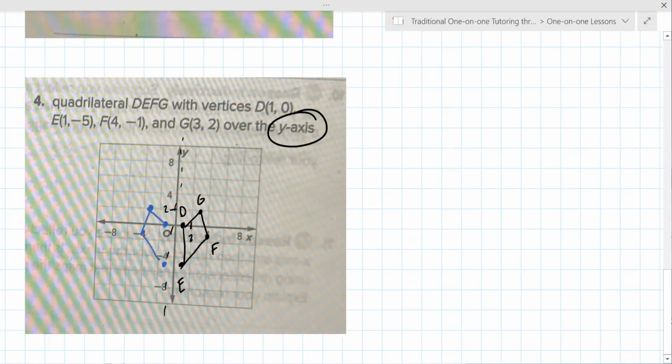Yeah. So this looks like a kite. And it kind of looks clear that it's reflected over that axis. And then you're supposed to label that D prime, G prime, E prime, and F prime on that. Sounds good. Yeah, you're making a lot of sense. All right, let's look at the next one here.